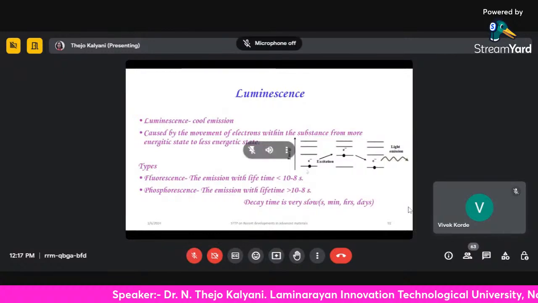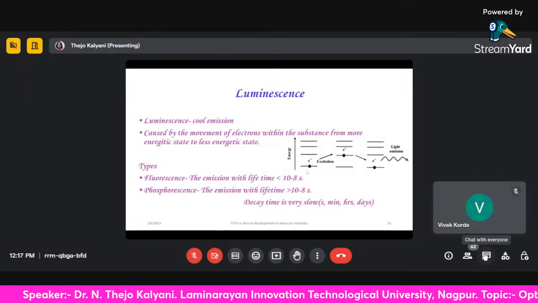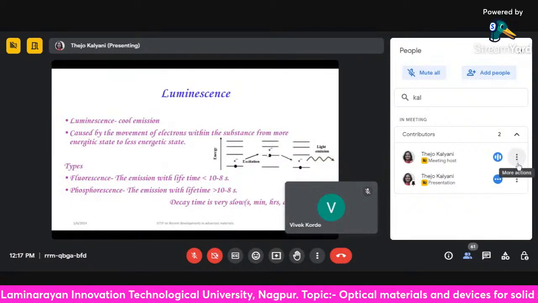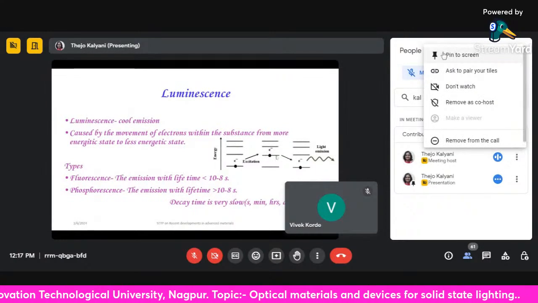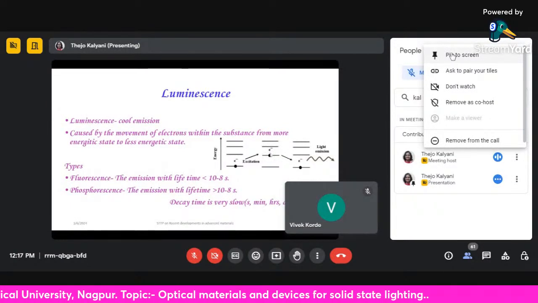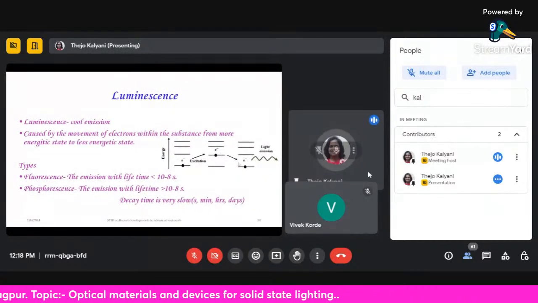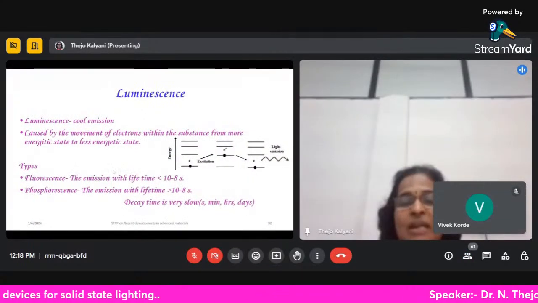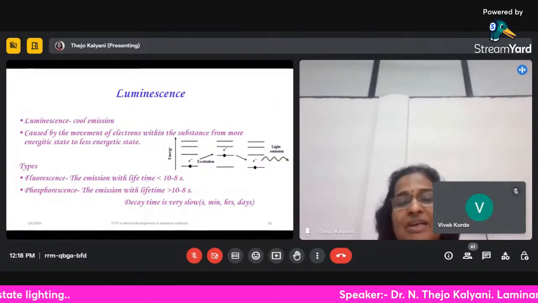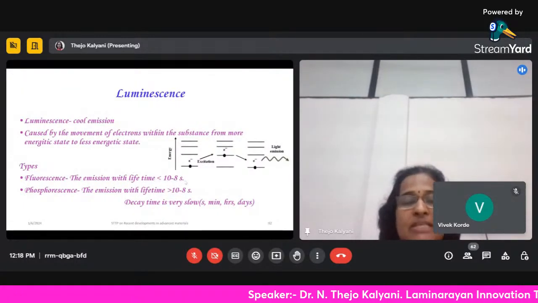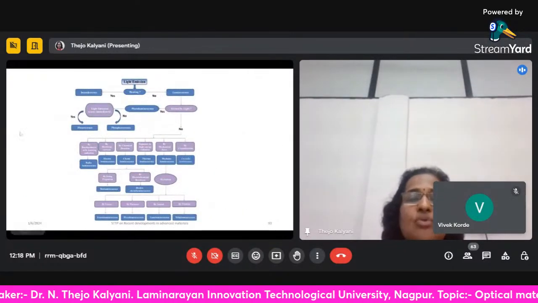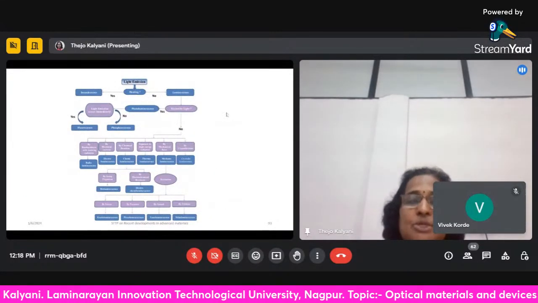So now the electron which has absorbed a certain amount of energy is jumping into the excited state, and the lifetime of this electron there is not going to be much. It's going to come back to its initial state, that is the ground state, and light emission is going to take place. And this emission of light, if it lasts for less than 10 power minus 8 seconds, it's known as fluorescence, or if it is greater, then it's known as phosphorescence. This is how we generally explain the emission of light.